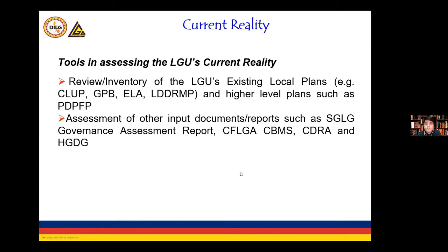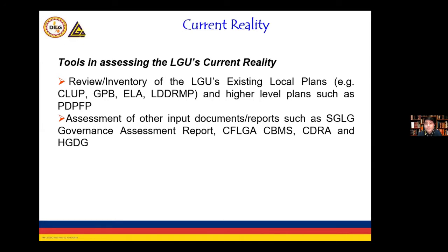Assessment reports. Pangunahin dyan yung ating SGLG, no? Napakagandang tool na pwede nating magamit para malaman natin kung ano yung mga kakulangan natin sa ating local government unit. So, lahat po ba ng LGU is nabigyan ng GAR or Governance Assessment Report ng SGLG? Okay, during the last assessment, I would assume you were given the governance assessment report of your SGLG. So malaking bagay yan para ma-assess natin kung ano yung mga kulang pa natin sa ating LGU.